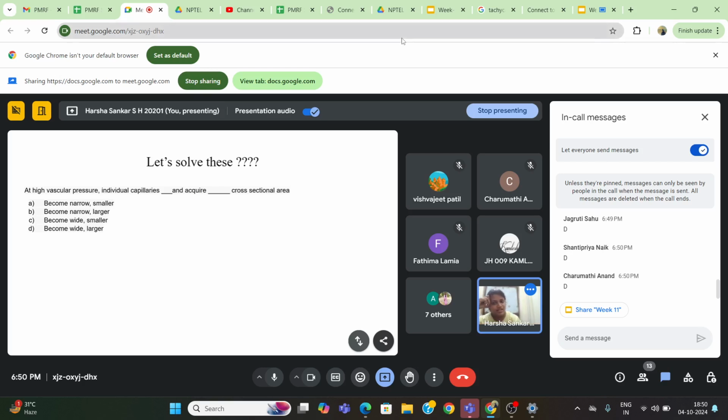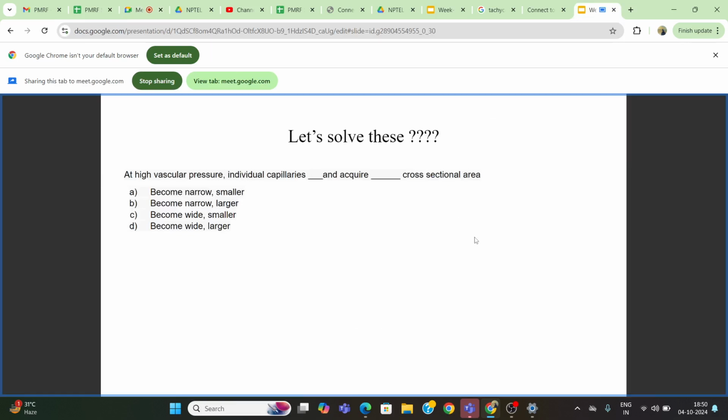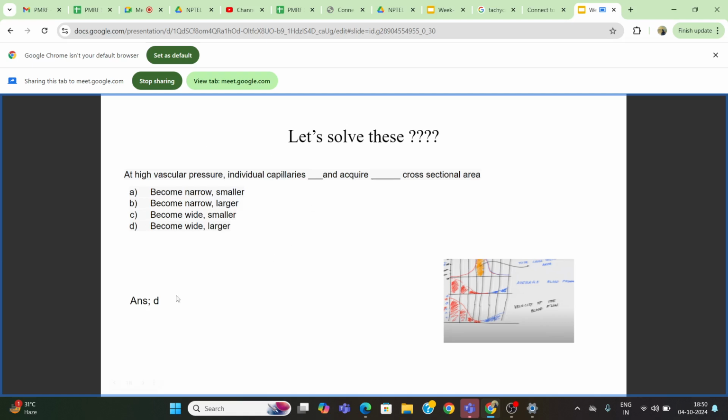Let's see what the correct answer is. The correct answer is wide and larger. So what is vascular pressure? The definition you should remember. But it's easy to remember this way, because the aorta is at higher pressure. The aorta is always larger, and the aorta always has a higher sectional area also, right? So we can remember it that way. But the question was regarding the capillaries.